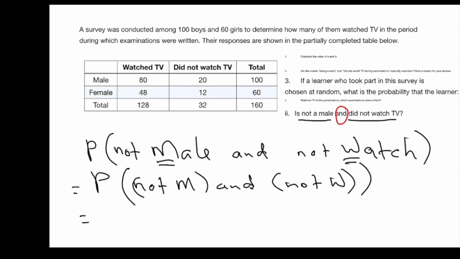So go to your contingency table. How many people there are not male who did not watch TV? That should be female, because obviously in this case, if they're not male, it means they're female. So we have 12 people there that are not male, and those 12 people did not watch TV. So our answer should be 12 over 160. Simplify that, it will give you 3 over 40. All right.